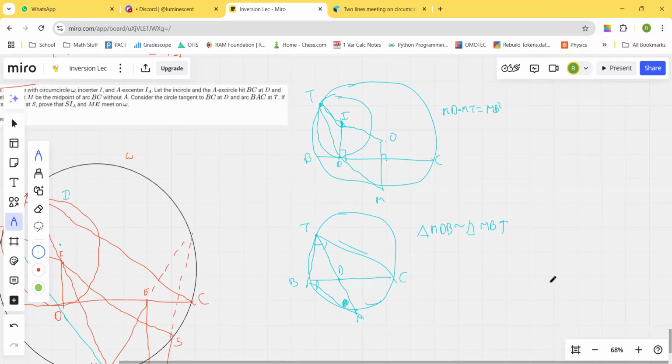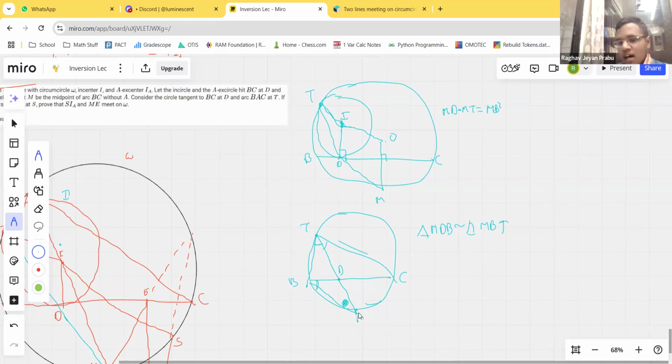Why are the two angles equal? Because BTM is the arc midpoint. So that means MTB is equal to MTC, and MTC is equal to MDB because it's a circle. Okay, got it. Cool.